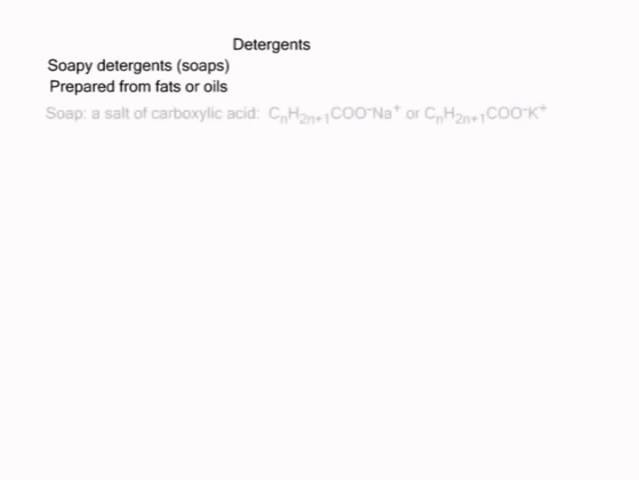Now we look at another part of this topic that we want to study, and that is the detergents. Detergents are substances which improve the cleaning properties of water. They are of two types, soapy and soapless detergents. Soapy detergents are commonly referred to as soaps. They are prepared from either fats or oils. Generally, soap is a salt of carboxylic or alkanoic acid with a general formula shown here.